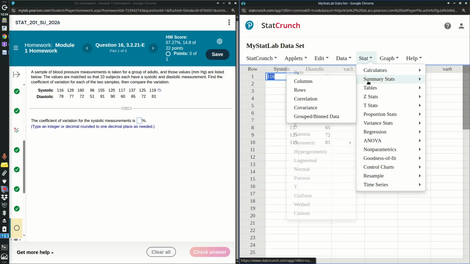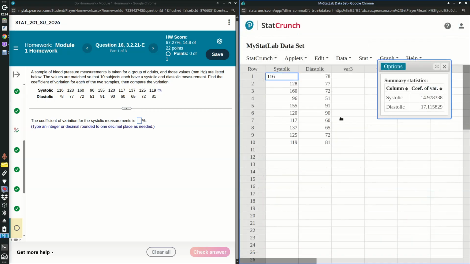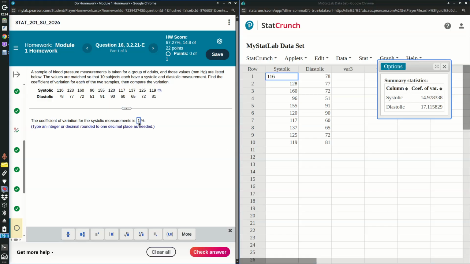Okay, so let's just do summary stat again, column. Select each column, hold control to select multiple. Let's just see if it has coefficient of variation here. Yeah, coefficient of variation. So it's just a number that we compute here, and it's being interpreted as a percentage. So the systolic is the higher number, or the first column. So that comes out to about 14.9, but the 7 bumps it up, so that's really 15.0 once we round.